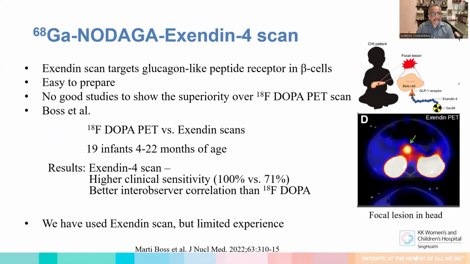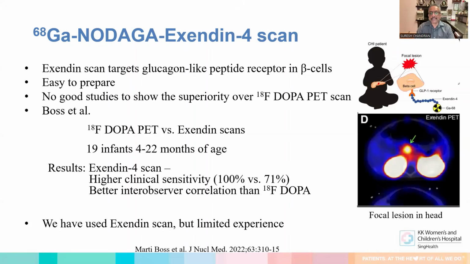Extended scan has come in the recent past. The advantage is you don't need a technical person to prepare that. It is a ready-made thing and it can be used immediately. No good studies show the superiority of DOPA-PET scan over extended scan. But somebody like Boss et al. published a paper showing 19 infants between the age of 4 to 22 months who had DOPA-PET and extended scan. It is the only study available with a small number of infants, and they concluded that extended scan has got a highest clinical sensitivity of 100% compared to 71% and better inter-observer correlation than FDOPA.